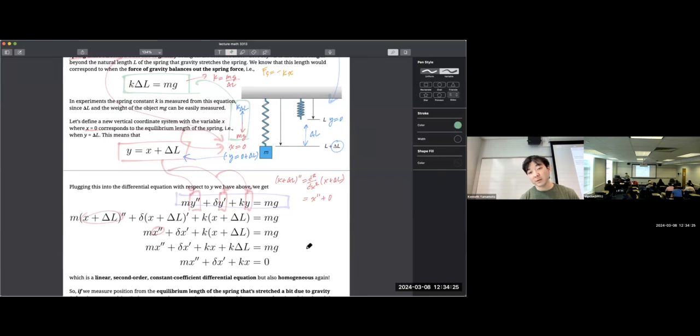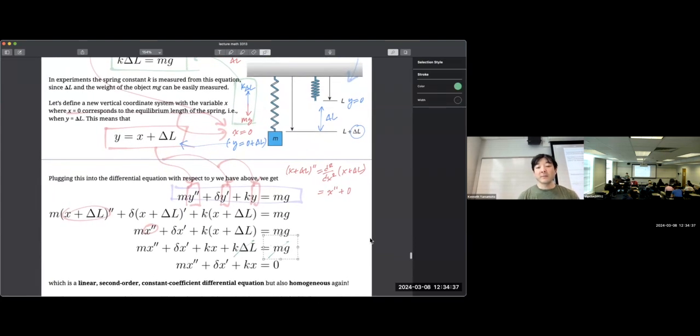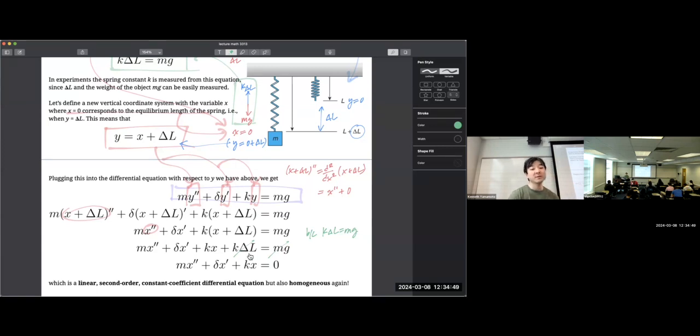So I'll just do this, and this will cancel with this right here, because k delta L equals mg. They're both the same thing, so you could just subtract them from each other.